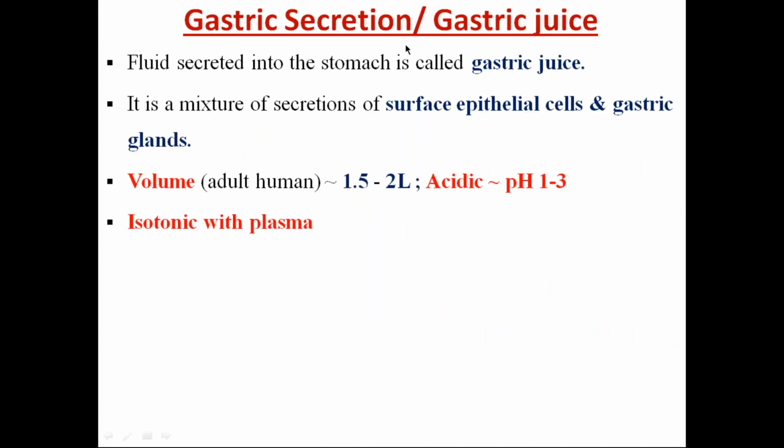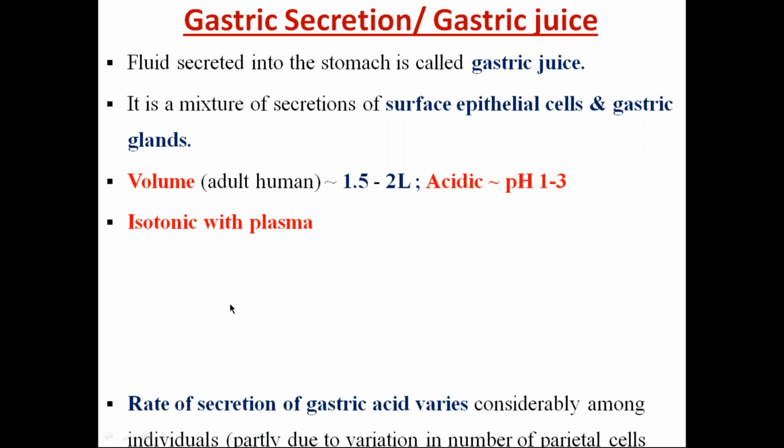So gastric secretion or gastric juice, what is it? It is a fluid which is secreted into the stomach, a mixture of secretions from surface epithelial cells as well as the gastric glands. In an adult human, the volume of gastric juice is about 1.5 to 2 liters, and it is highly acidic, having a pH of 1 to 3. Now, certain books give a range from 0.8 to 4. So it's okay, as far as you know that it is highly acidic and it is isotonic with plasma.